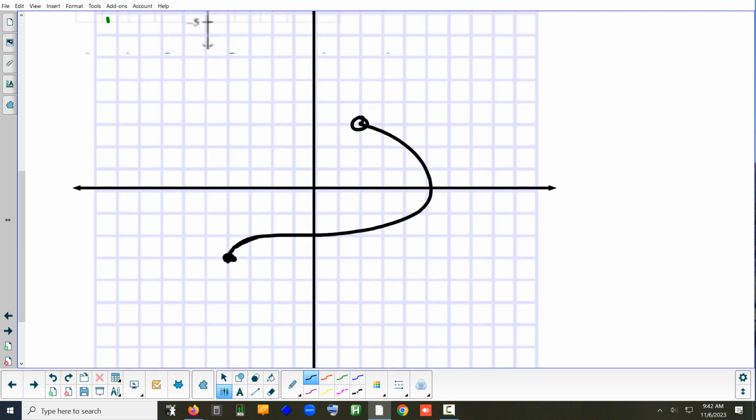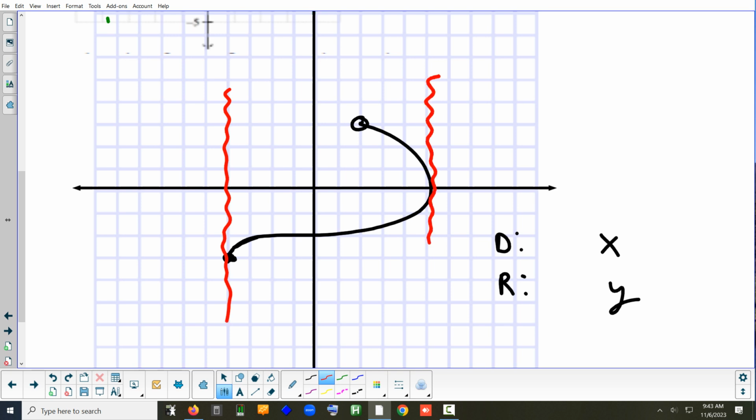When we do the domain, what letter do we always think about with domain? X. And then what letter do we think about when we do range? Y. Now, is the domain how far left and right you go, or how far up and down? Left and right. So what you want to do is look at the farthest left that you go, which I think is right about here, and the farthest right that you go, which in this case is right there.